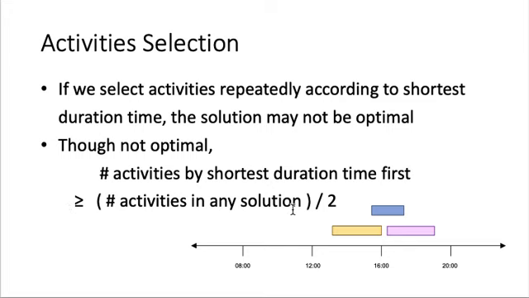So if optimal can allow you to select 10 activities, so if you cover my eyes, I will immediately tell you that the shortest duration time first, this greedy choice will give at least 5 activities. So it's not that really bad.